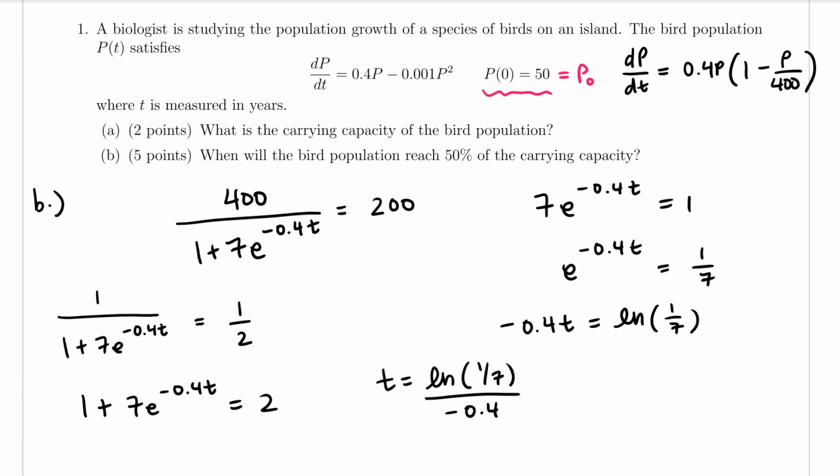Now, if you're taking my class, you cannot use a calculator on the final exam, and so you would leave your answer like this as an exact answer and not a decimal approximation, since you do not have a calculator. But in case you are curious, this ends up simplifying to be about 4.86.